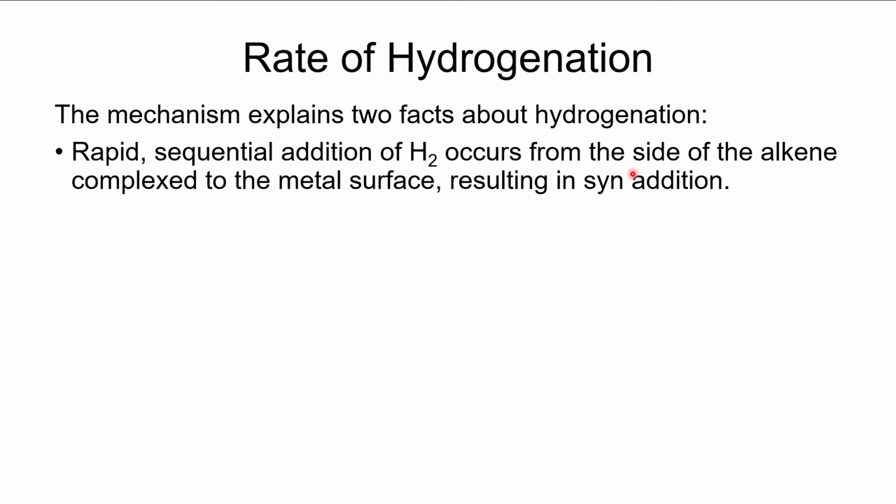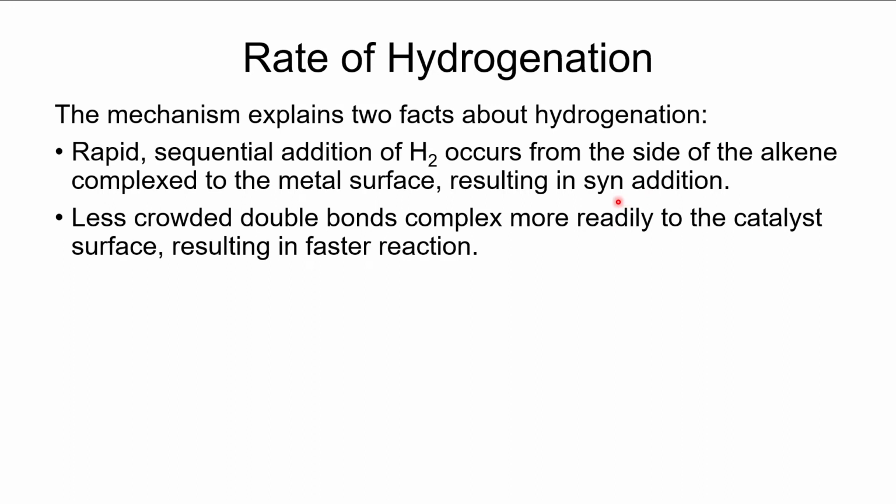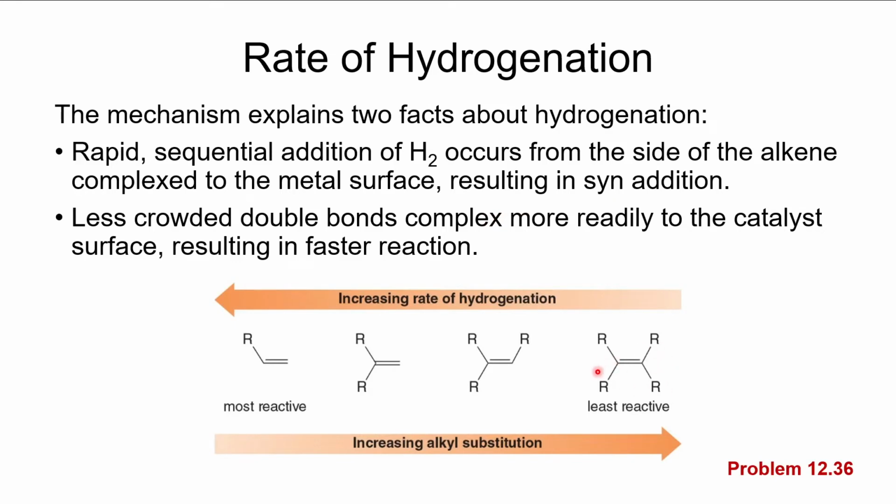And I'll show you what that means in terms of reduction a little bit later, but we'll always get syn addition when we're doing hydrogenation like this. The other thing is that the more alkyl groups you have, the more difficult it is for the alkene to coordinate with the palladium. So we will find that this tetrasubstituted alkene is going to react much more slowly than a monosubstituted alkene. And if we just had ethylene with no substitutions at all, we would find that one would be very fast.